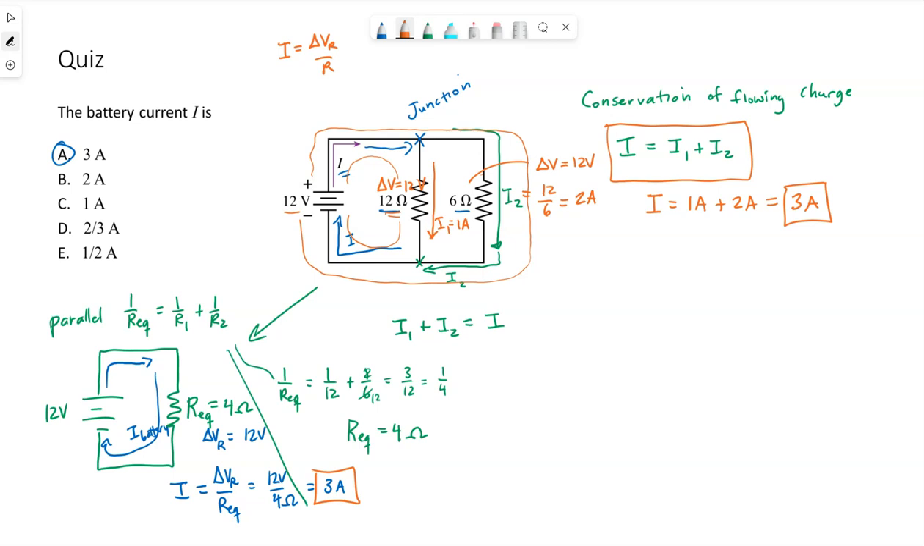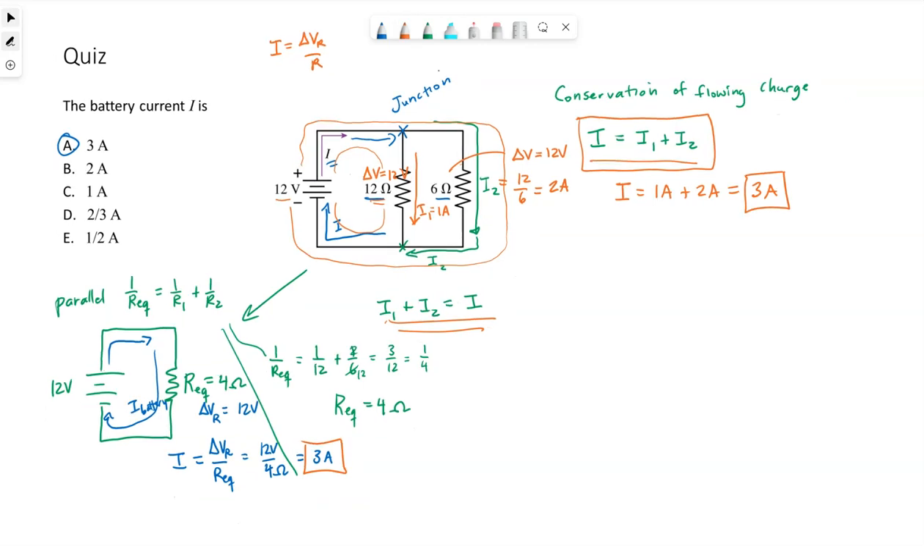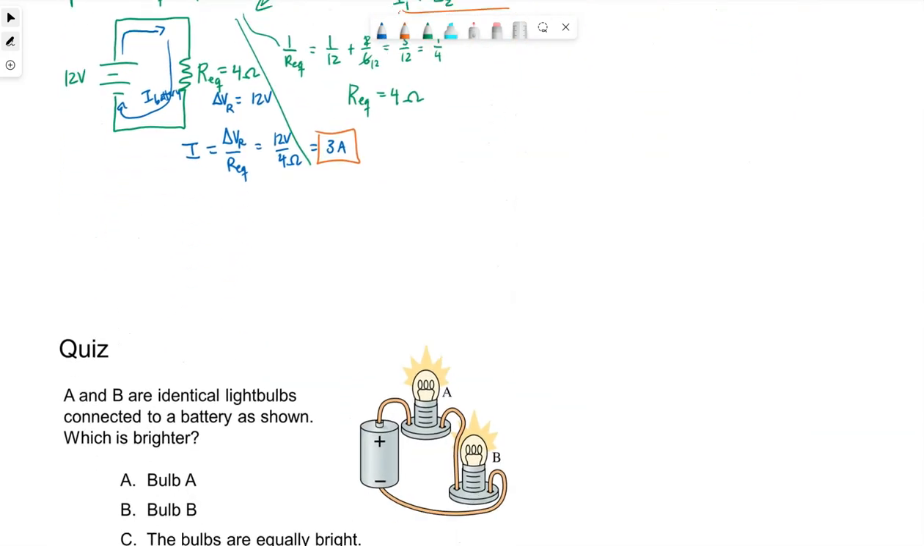So following the path around the circuit is a loop rule. We'll talk about these rules more in the next video. The current splitting up at a junction or coming back together at the bottom junction is called a junction rule. And these rules must be satisfied in our circuits. Anyway, battery current, 3 amps. Next question.